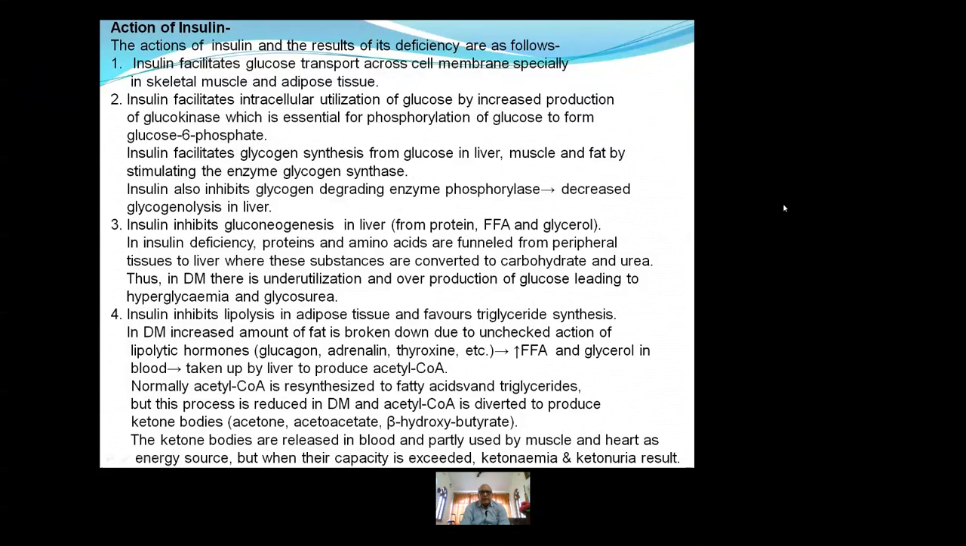Normally, acyl coenzyme A is resynthesized to fatty acid and triglyceride, but this process is reduced in diabetes mellitus, and acyl coenzyme A is diverted to produce ketone bodies: acetone, acetoacetate, and beta hydroxybutyrate. The ketone bodies are released in blood and partly used by muscle and heart as an energy source. But when their capacity is exceeded, ketonemia and ketonuria result.